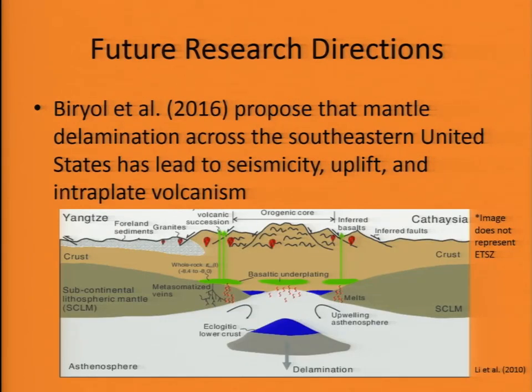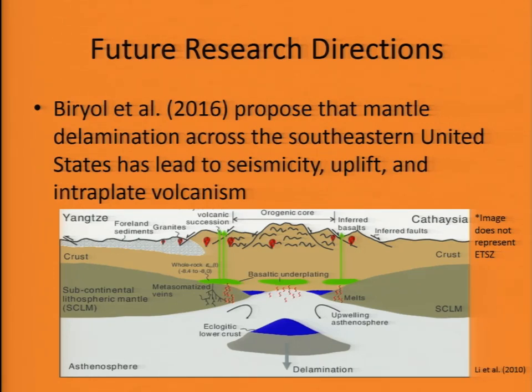However, there is one more thing that I'd like to try, and I found this paper just a few weeks ago, so I'm still in the process of doing this. I found a group of researchers that proposed this theory of mantle delamination across the southeastern United States, and they believe that this has been the cause of uplift, seismicity, and intraplate volcanism within the southeastern United States here. This diagram I found is not actually representative of the Eastern Tennessee seismic zone. I just wanted to explain what the process of mantle delamination involves.